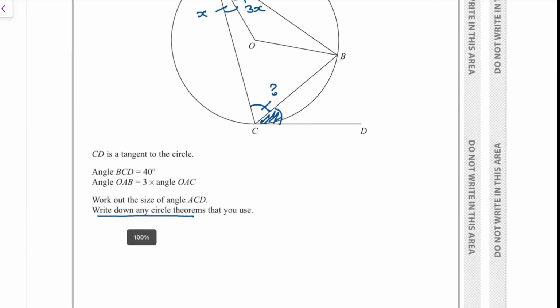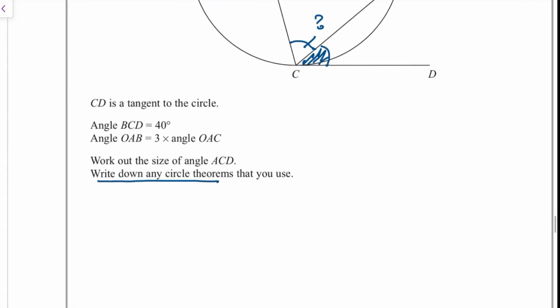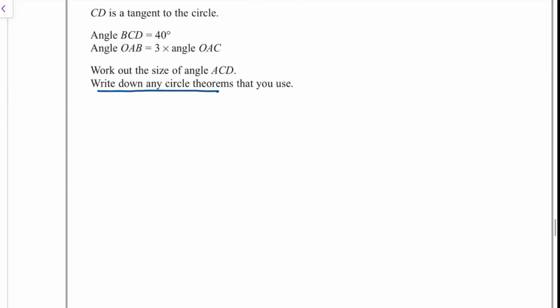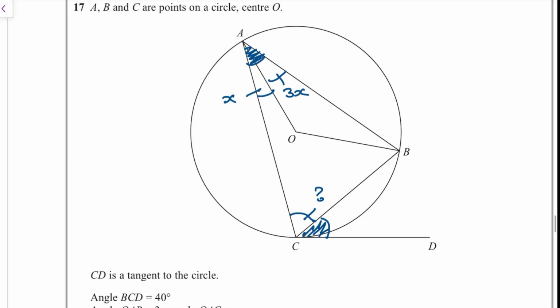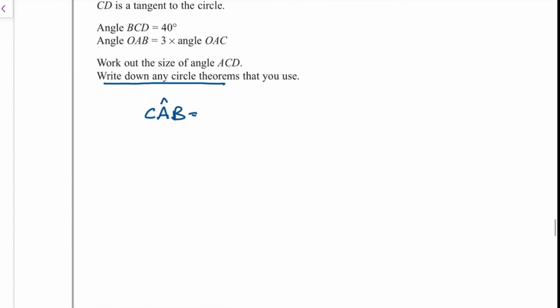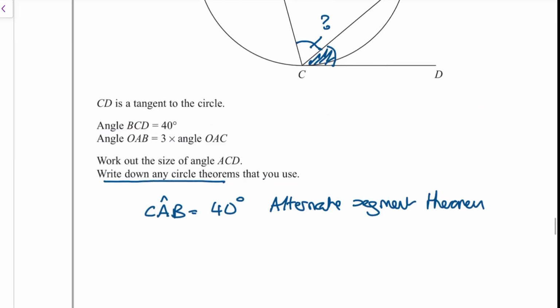So let's now write out what we've just done slightly neater. I apologise now, there's going to be a bit of jumping up and down so you can read my writing. So CAB, so the angle at A, so CAB is equal to 40 degrees by the alternate segment theorem. Let's write the word out properly. Theorem. Okay, good.